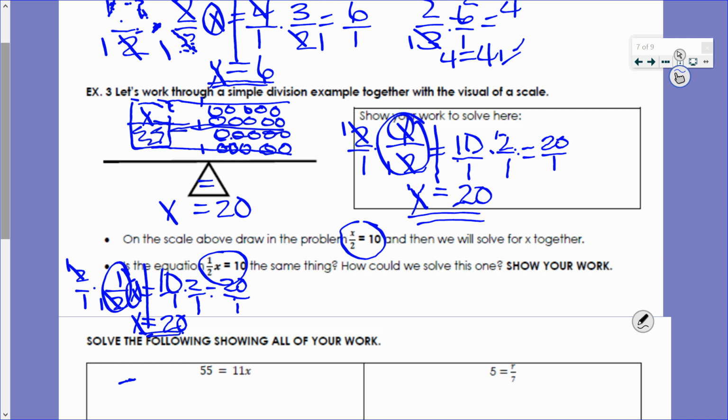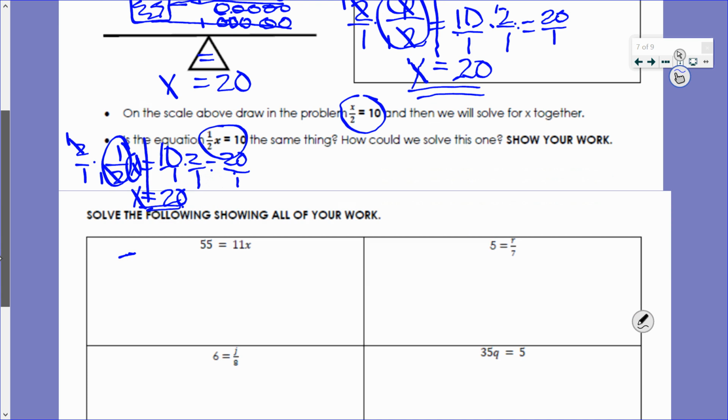For the first one, because this is a fraction, right? What's the opposite of dividing by 2? Multiplying by 2. But now I have a whole number times a fraction. How do I take a whole number times a fraction? I put it over 1 to make it a fraction as well. Okay, I get it. Make sense?